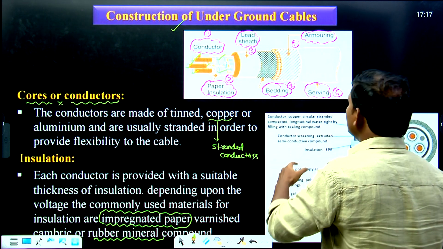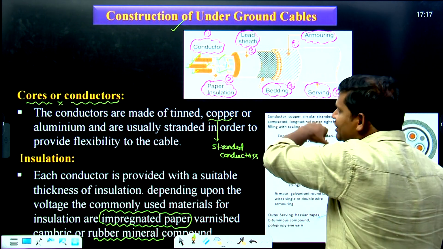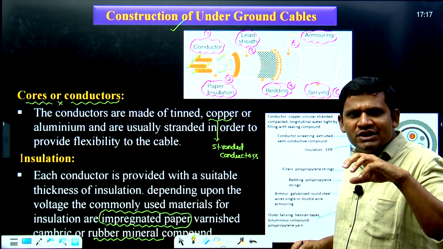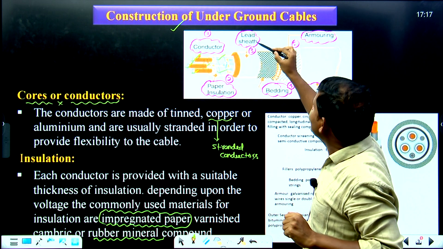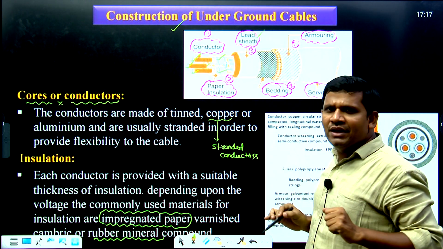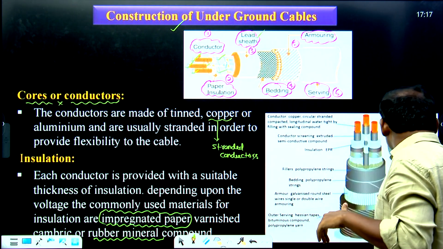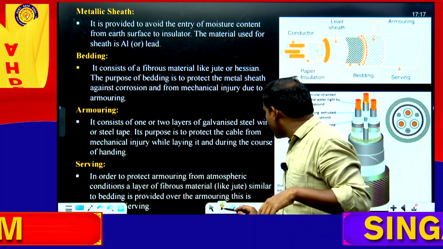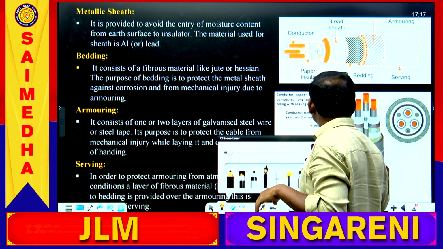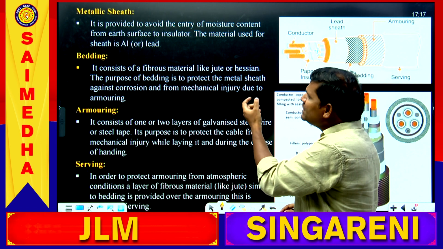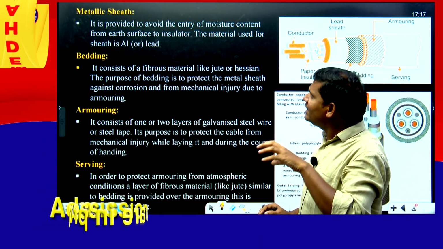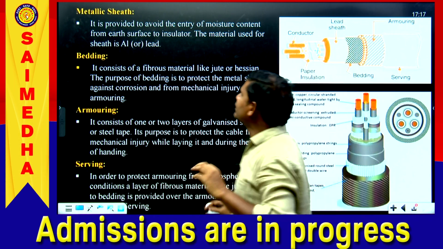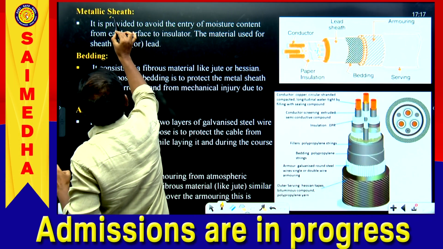The next one is, what is the lead sheath? What is the purpose of using the sheath and what is the material you have to use? The name itself indicates that the sheath is made with lead material. Then what is the function of the sheath, students? That is very important from any competitive exam point of view, so you have to concentrate. It is provided to avoid the entry of moisture content from the earth surface to the insulator. Very important, students. What is the function of the sheath?